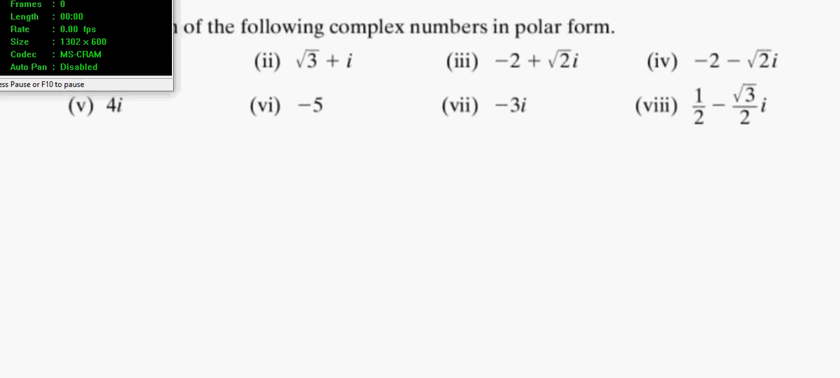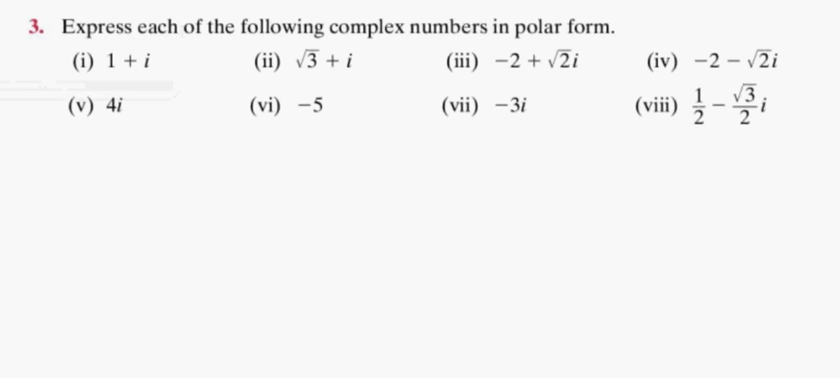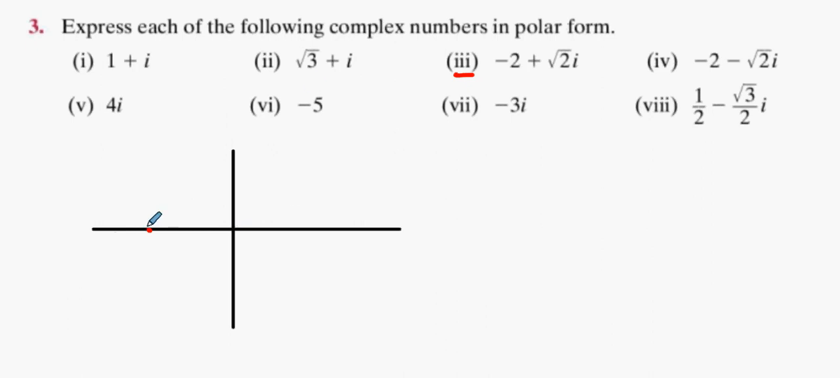Alright, somebody says 3 part 3, is it? Alright, so express each of the following complex numbers in polar form. So that's minus 2 and minus root 2. So where's minus 2 plus root 2 located? It's located 2 across and how much up? Root 2 upwards.